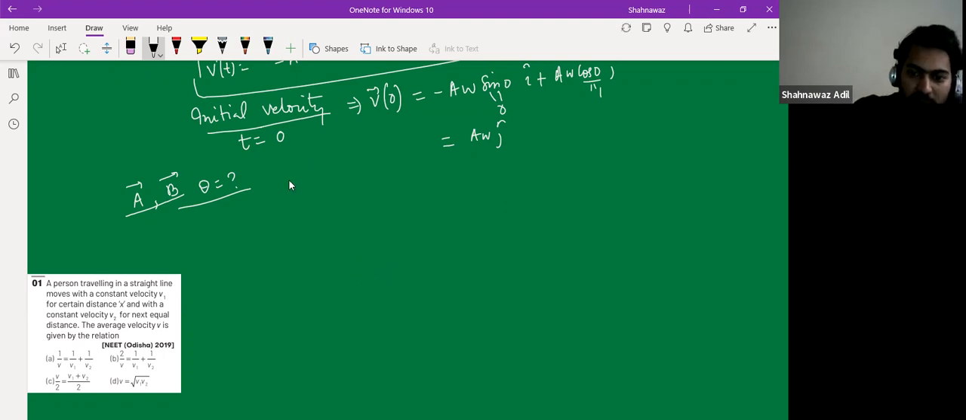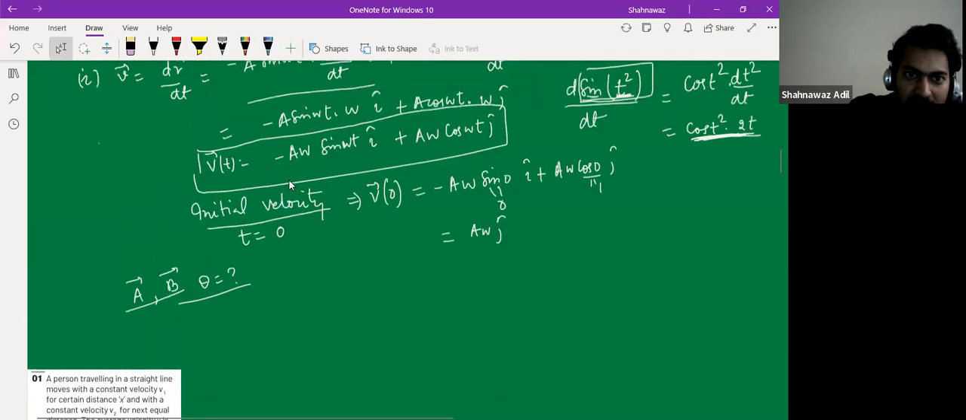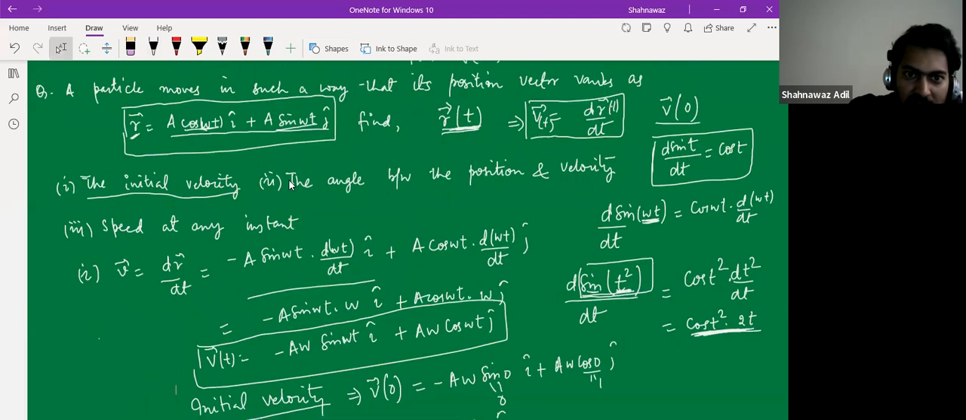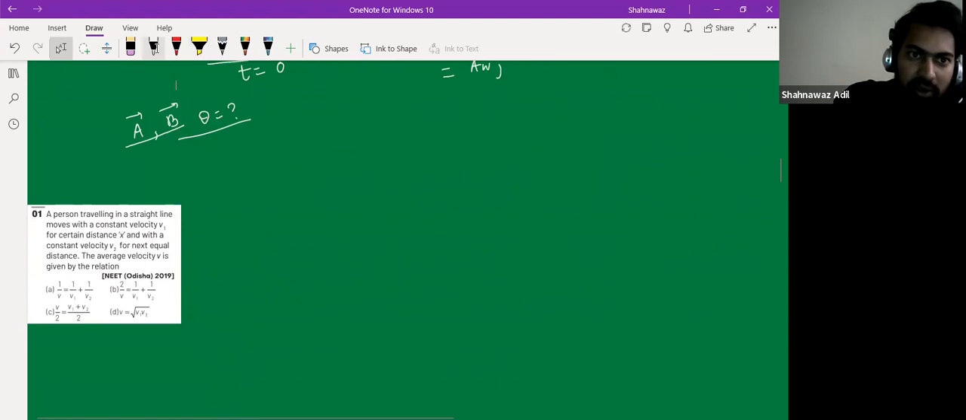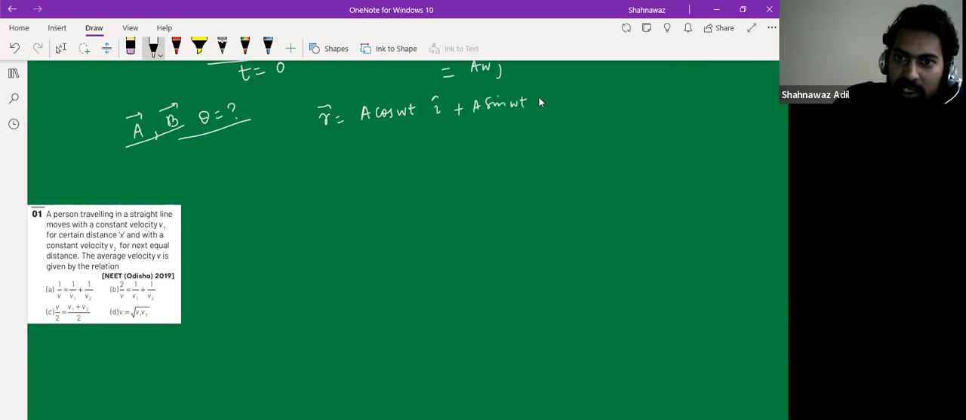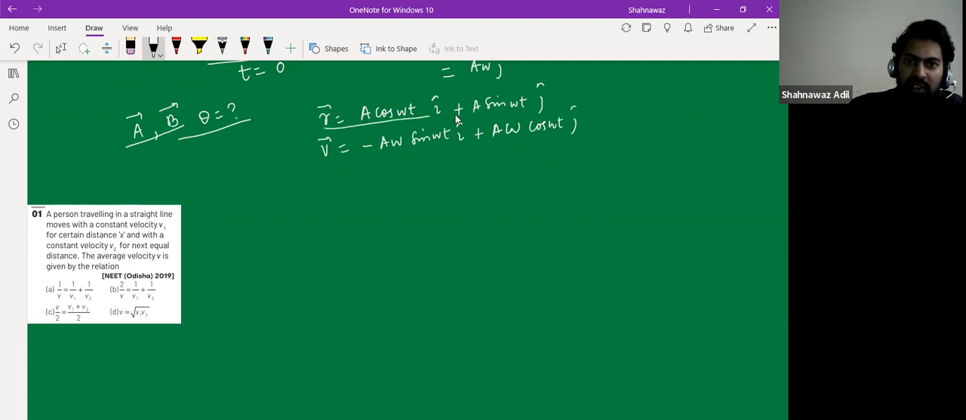Tell me. So let me write it here. R is what? A cos omega t i hat plus A sin omega t j hat. And your V is what? Minus A omega sin omega t i hat plus A omega cos omega t j hat. Okay, so these two vectors are given and you have to calculate the angle between R and V.